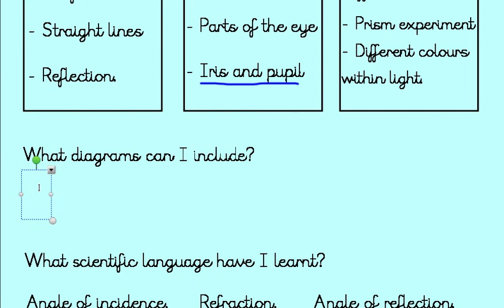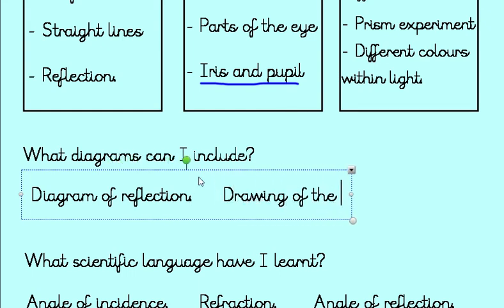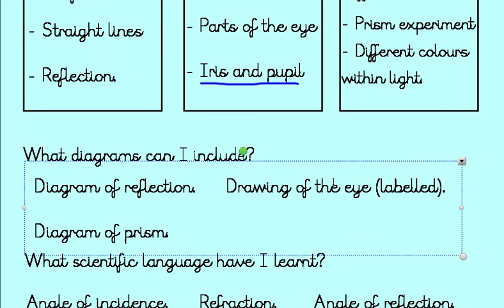And then we're going to think about, well, what diagrams am I going to include in my report? Well, we might use a diagram of reflection, or a drawing. So we might have a drawing of the eye and have it labelled, which is a bit like a diagram anyway. We might have a diagram of the prism experiment, because we've actually done quite a few nice diagrams and drawings in this learning journey. So we could use those 3. Those are all examples of what diagrams we could include.